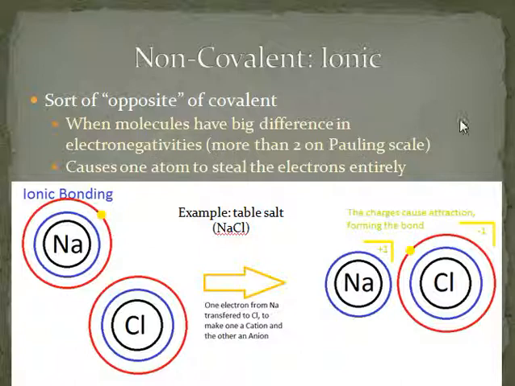So say a molecule has an electronegativity of 4, and another molecule has an electronegativity of 1. That's 3 units difference between them. That is definitely more than 2, and it will cause them to have an ionic bonding. So what happens is this huge difference. Remember, electronegativity is the strength. So you have a big difference in strength, which allows one atom to steal the electrons entirely.